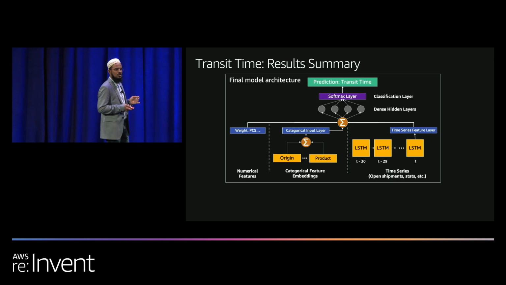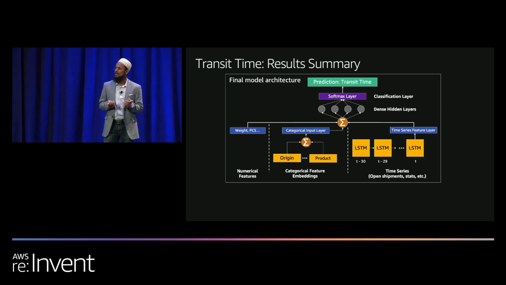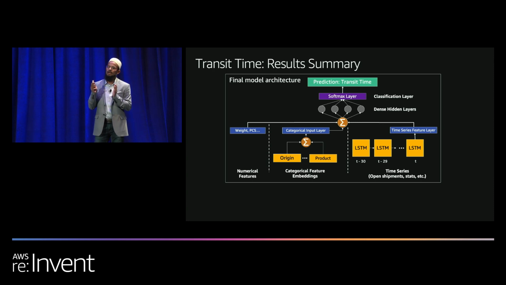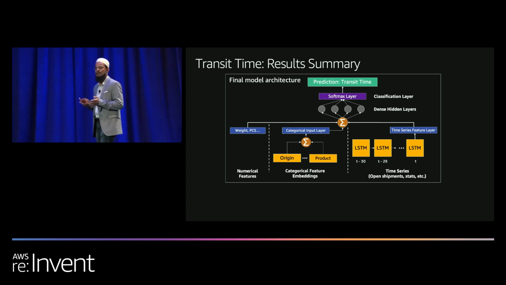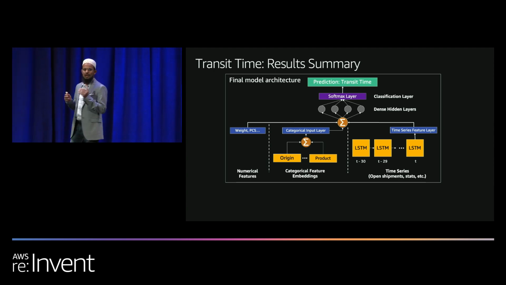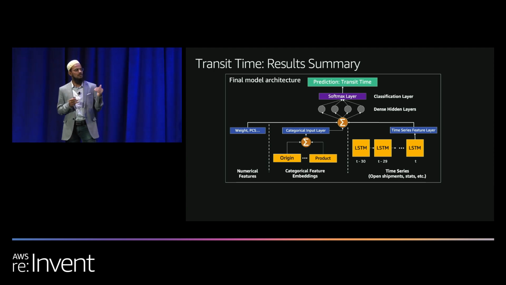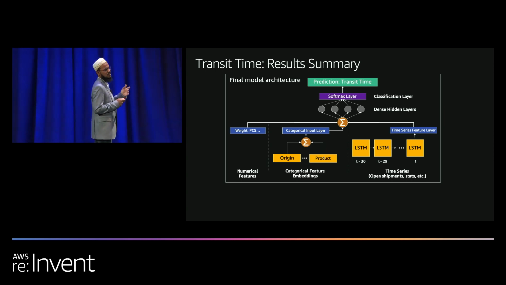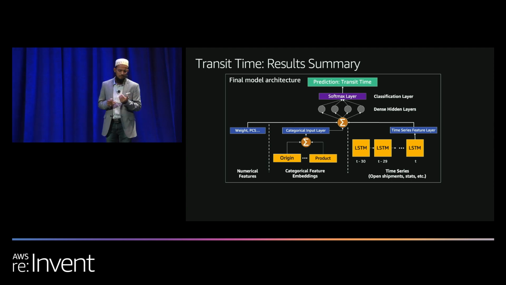This is how the overall model architecture looked. This is a deep learning model where we have three types of attributes. We have numerical features, we have categorical features as embeddings, and then a time series vector as an LSTM. We concatenate all of them, and we have a series of deep learning dense layers, followed by a softmax layer, which gives the prediction probability.